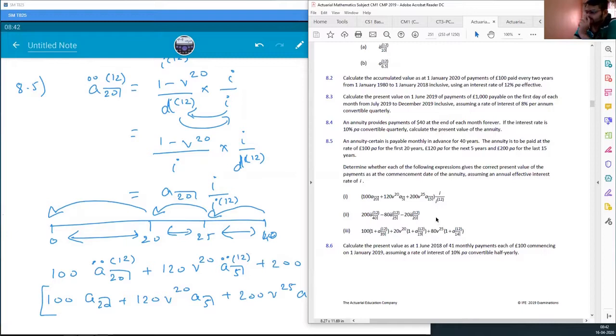Now the second one, here they are saying 200 is payable for all of 40 years and then minus 80 for the first 25 years, and then minus 20 for the 20 years. We'll see what this actually means.